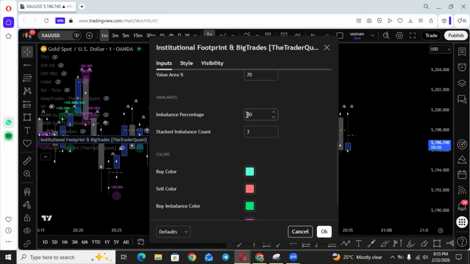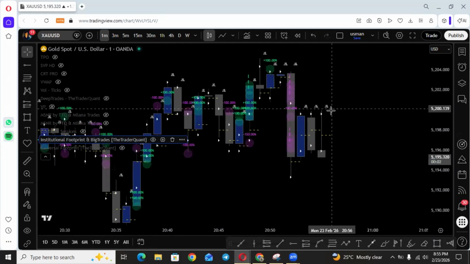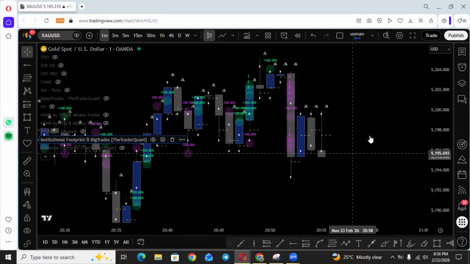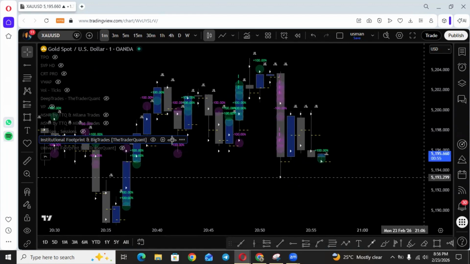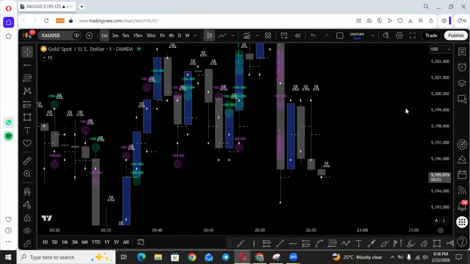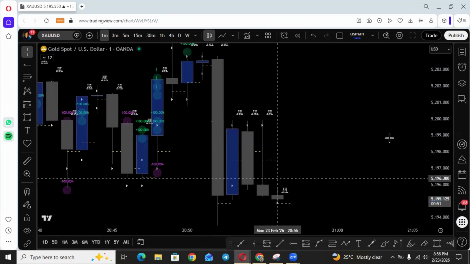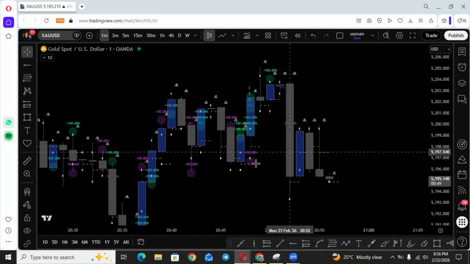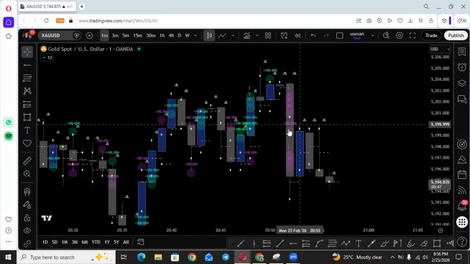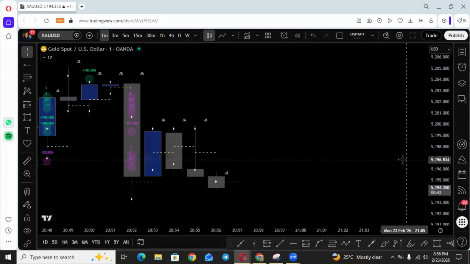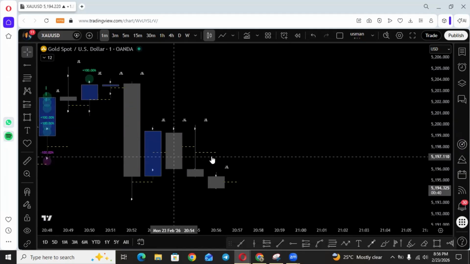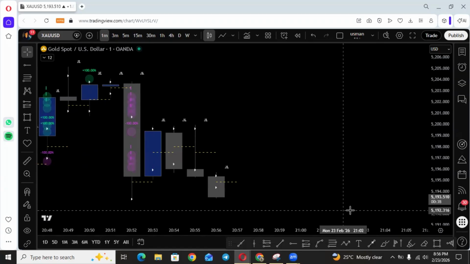Currently, I have set the percentage to 80%. So what does 80% mean? 80% means that as the candle is moving up and down, it will only mark the bubbles, like the bubbles it has marked here. Do you see these bubbles? The 100% is written on the bubble.